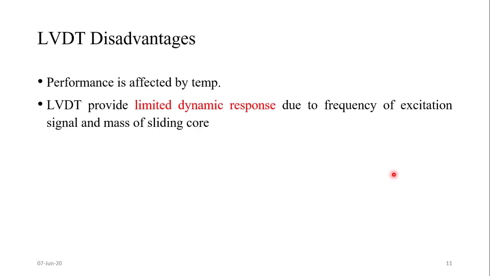Then what are the disadvantages? Performance is affected by the temperature, because when the temperature is high, your conductor loses its conductivity. That is the disadvantage of the conductor. When the conductivity is lost, the efficiency of the LVDT decreases. Clear? It has a limited dynamic response, meaning if the movement is too fast, it cannot sense. It requires some time. If you are moving slowly inside this core, then it can sense. Otherwise, if it is a fast movement, it cannot sense it.